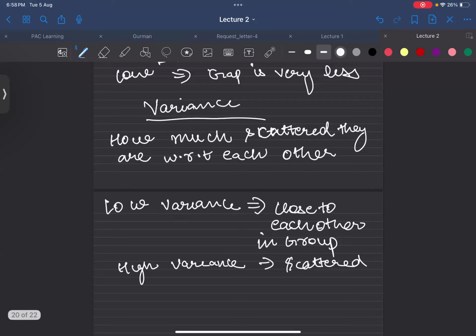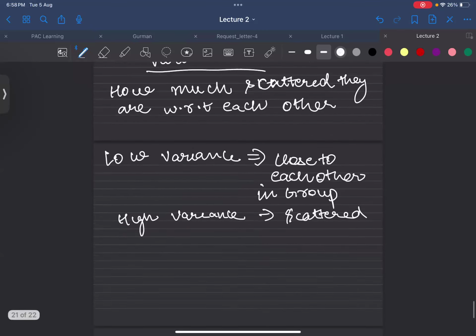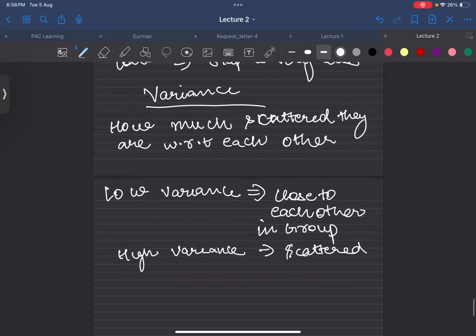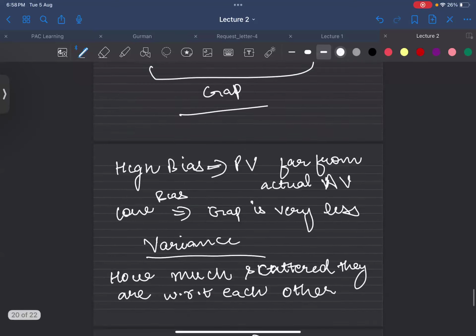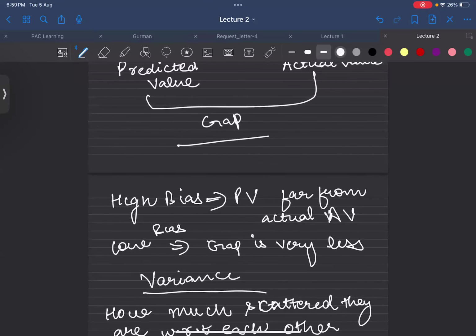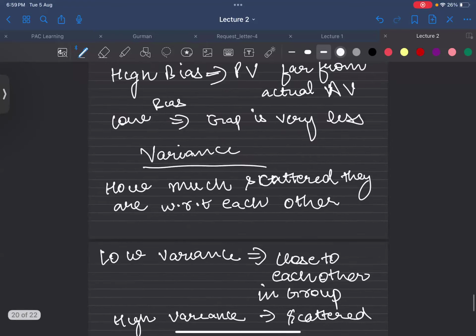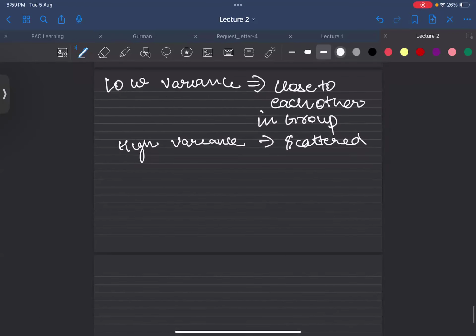Ma'am, I have a doubt. What is the bias and variance value in case of overfitting and underfitting? Yes, I'll come to that also. Overfitting, it is high. Wait, I'll come to this. I think it was an assignment also. I shouldn't answer it, but still, I'll give you a hint.